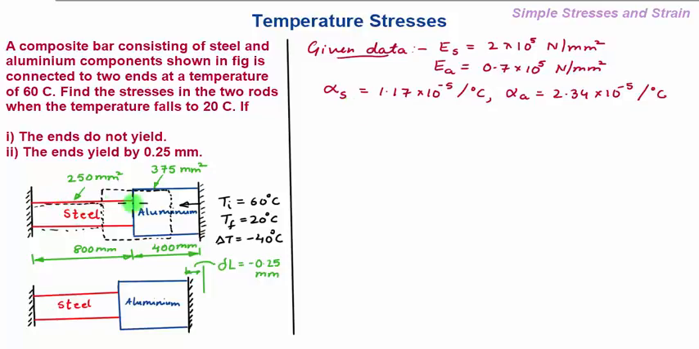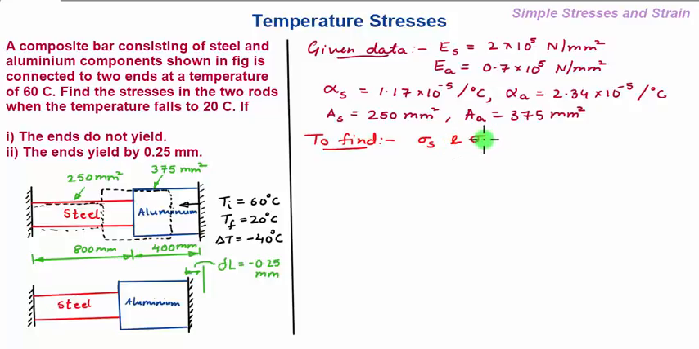And the areas of the steel bar and aluminum bar are given as AS is 250 mm square, whereas AA is 375 mm square. And in this problem we have been asked to find the stresses in the steel and aluminum bar, sigma S and sigma A, for two cases. First, when the ends do not yield, that is delta L is equal to 0, that is for this case. And in the second case, when the ends yield by 0.25 mm in this direction, your delta L is minus 0.25 mm, since your steel and aluminum bar are both contracting.